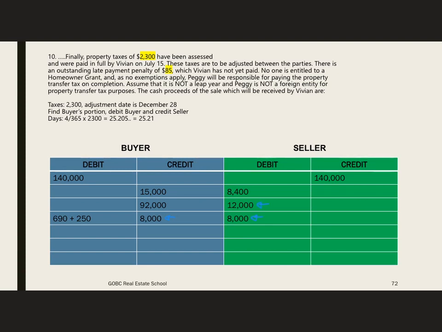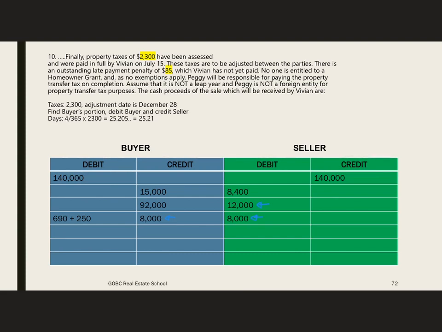So it says property taxes of $2,300 have been assessed. They were paid in full, just like we had in the previous question, but there's an outstanding late penalty. So we need to take care of that late penalty, and then we need to figure out the buyer's portion because it said earlier in the question that the adjustment date is December 28th.